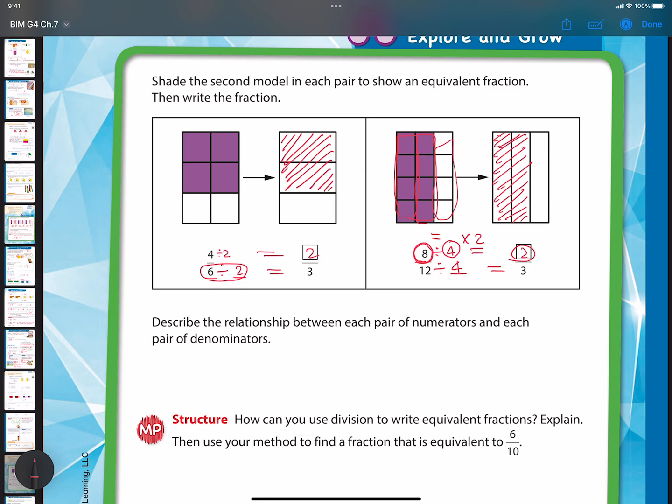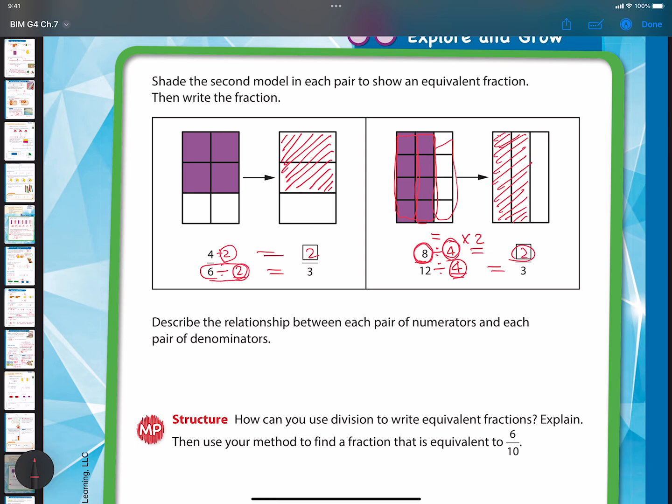Now describe the relationship between each pair of numerators and each pair of denominators. So did you figure it out? Yes. Each pair of numerators and each related pair of denominators are divided by a common factor. You see, the factor is the same. 4 and 4 and 2 and 2. We divide by the same number, or we can say common factor.